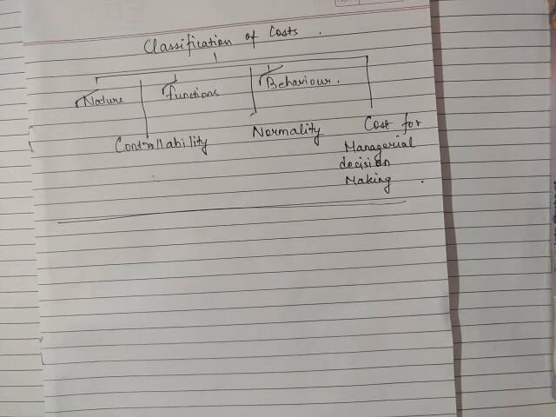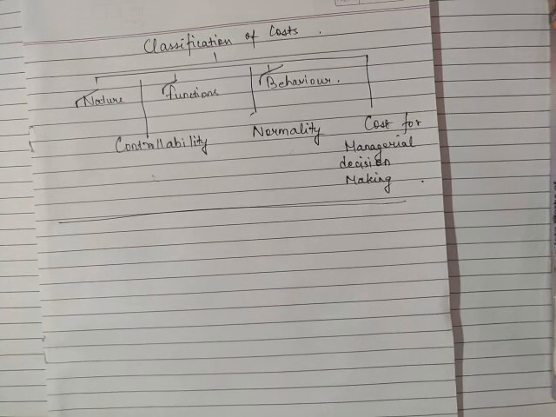In the last video, we had seen that costs can be classified on the basis of six parameters, that is nature, function, behavior, controllability, normality, and cost for managerial decision making. We had discussed in detail the classification of costs on the basis of nature, function, and behavior. Today, we are going to see the classification of costs on the basis of the other three criteria, that is controllability, normality, and cost for managerial decision making.